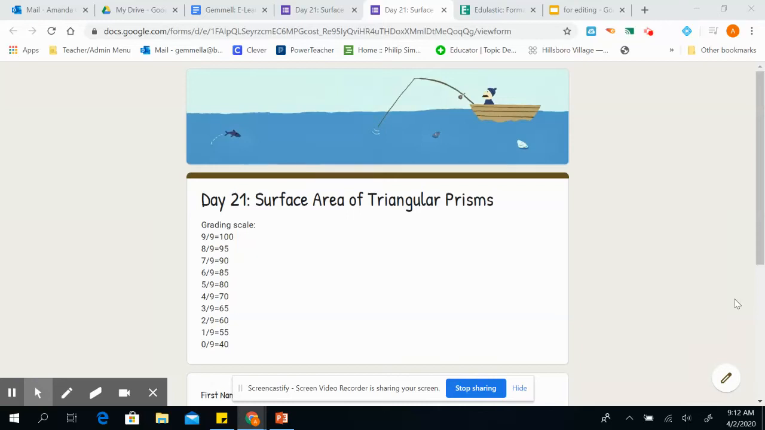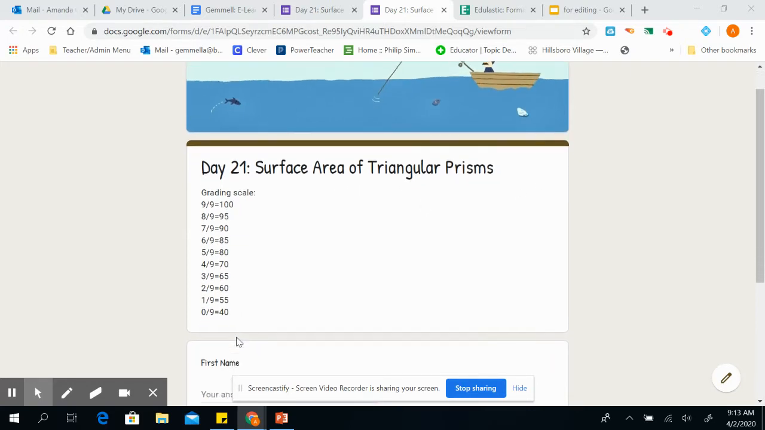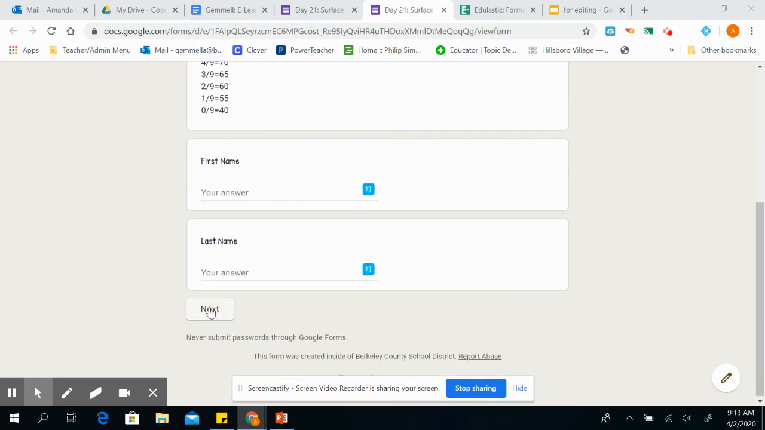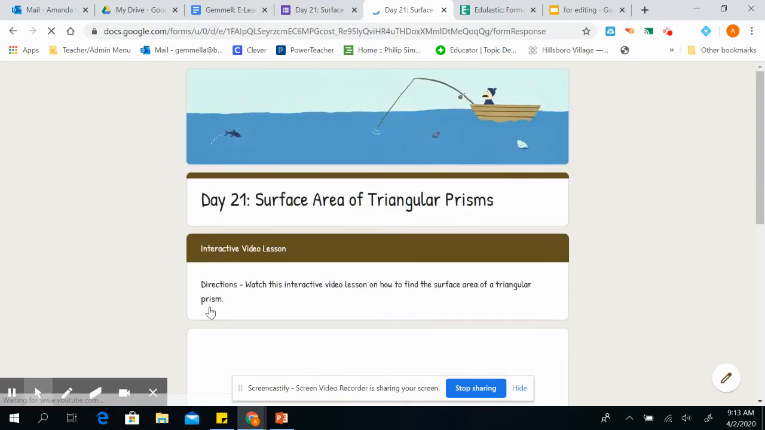Hey students, so here is a quick rundown of your day 21 activity, which is an interactive Google Slides. Or not Google Slides, Google Form. So in the first section, you'll just see the title of the form, the grading scale of how many points you get is what will be in the grade book, and then you just put your first and last name. And you go to the next section.